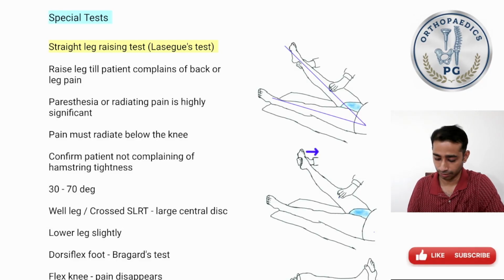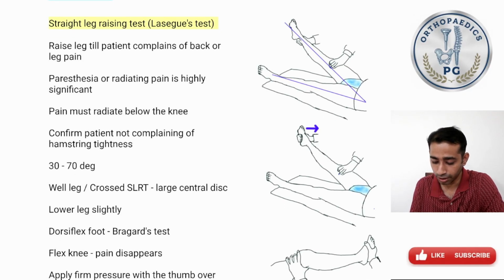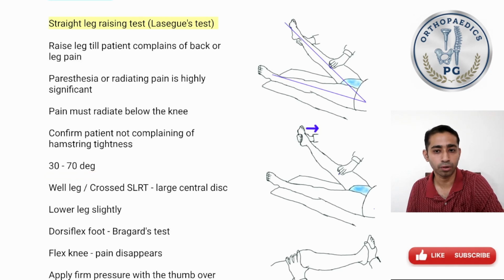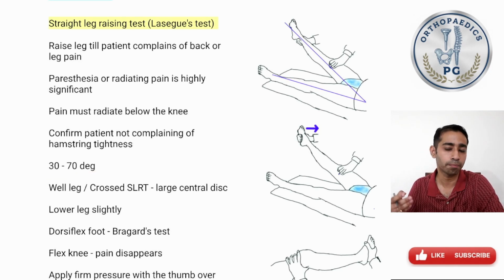You also confirm with the patient that it is pain which is radiating below the knee and not hamstring tightness near the knee. A test between 30 to 70 degrees is considered positive because before 30 degrees there is a slack in the sciatic nerve which is taken up around 30 degrees, and beyond 70 degrees it is usually hamstring tightness or overstretching of the nerve, which can occur in normal patients also.